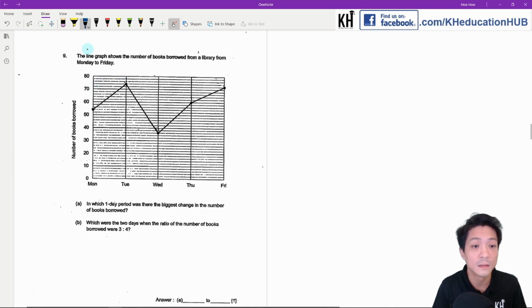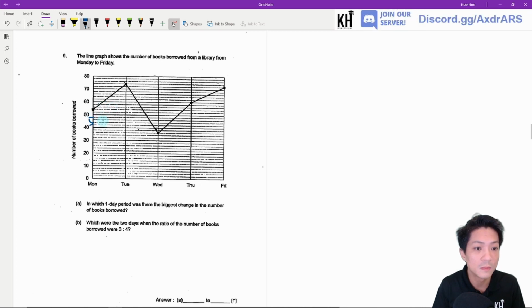Question 9. The line graph shows the number of books borrowed from a library from Monday to Friday. Let us write down the numbers first. So there are 1, 2, 3, 4, 5. So each one is 2, 4, 6, 8, 10. So this, we write it in red color.